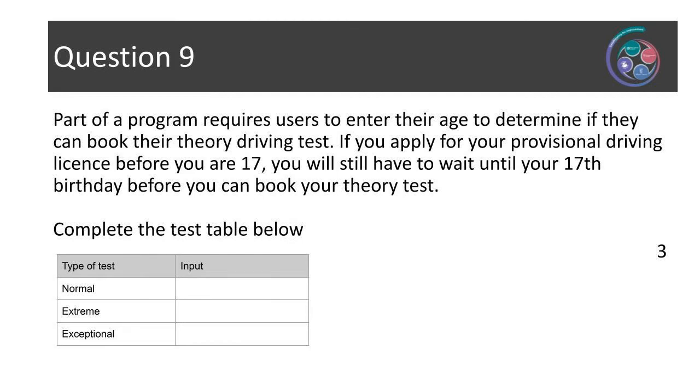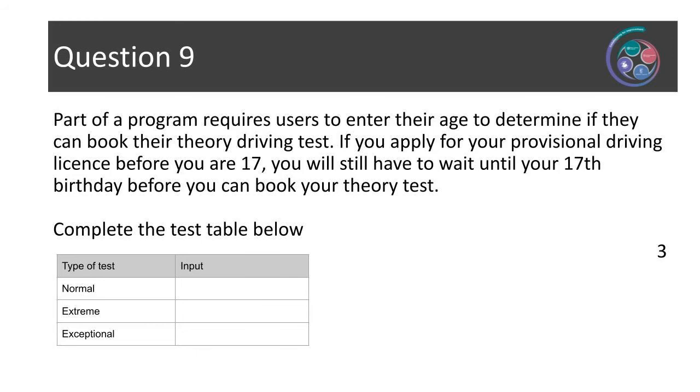Let's take a look at question number 9. Part of a program requires users to enter their age to determine if they can book their theory driving test. If you apply for your provisional driving license before you are 17, you will still have to wait until your 17th birthday before you can book your theory test. Complete the test table below.